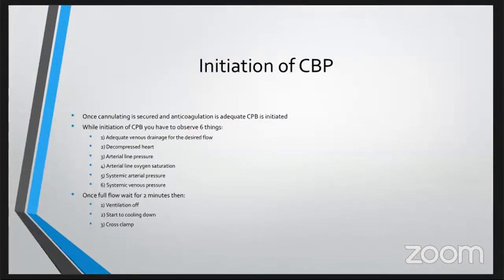And this may be avoided by giving extra calcium, 2 mg to each 1 mg of protamine. For initiation of cardiopulmonary bypass, once the cannulation is secured and anticoagulation is adequate to start the cardiopulmonary bypass, while initiating the pump, you have to observe 6 things. You have to have adequate venous drainage for the desired flow, a decompressed heart, adequate airline pressure and airline oxygen saturation, systemic arterial pressure, and a good systemic venous pressure as well.